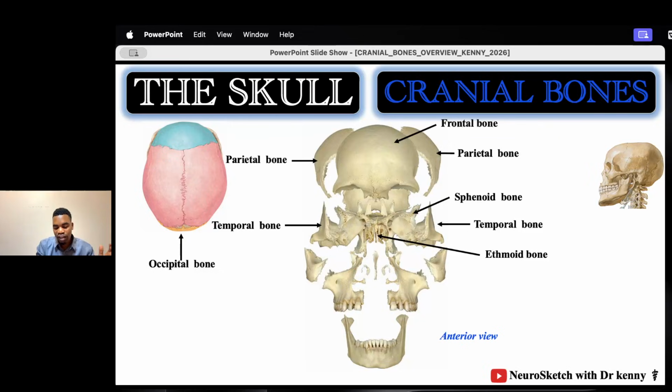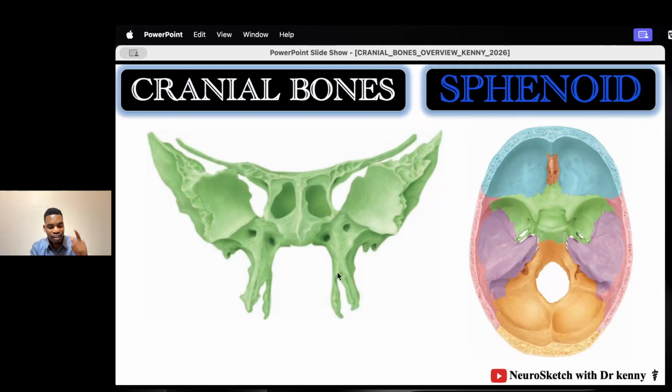At least the unique ones. And then this is the first one, which is called the sphenoid bone. And the word sphenoid actually means wedge shape. This bone is wedge shaped, with this butterfly shape. It is one among the beautiful bones, in my opinion.